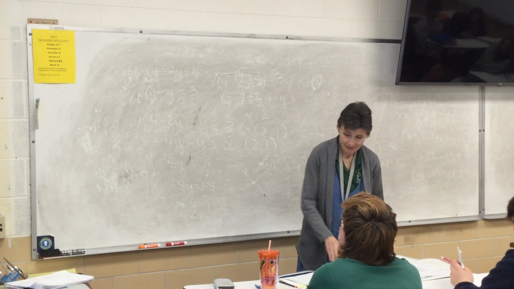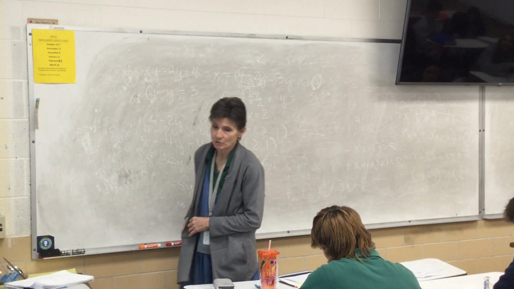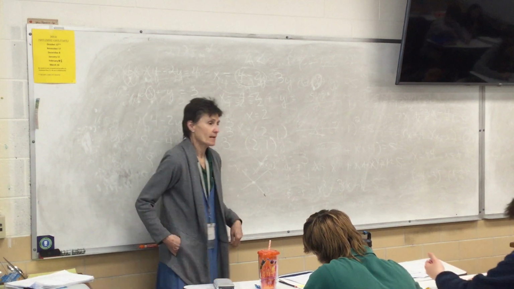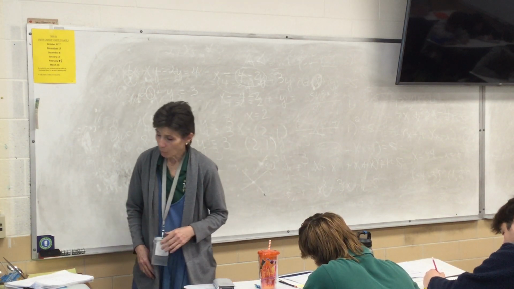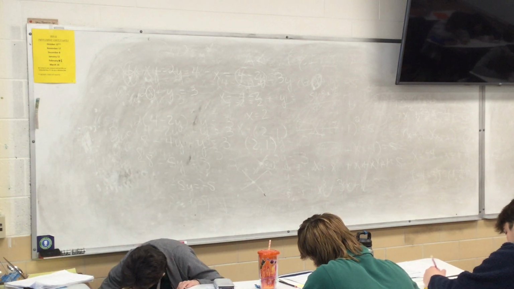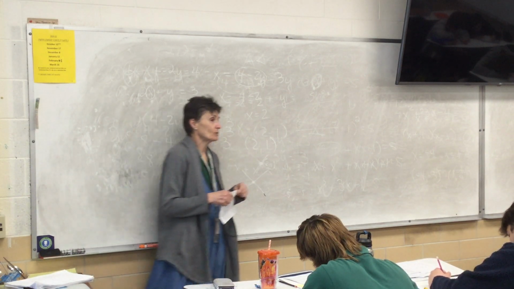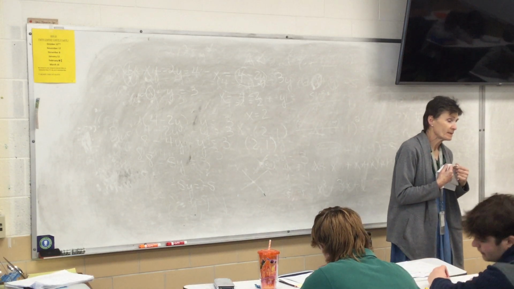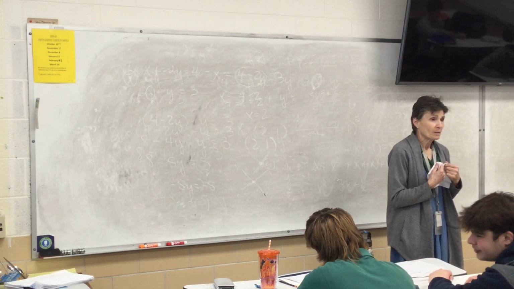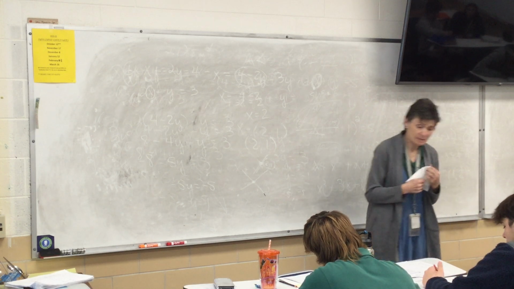So what is a vector? A vector is a directed line segment. What that means is that a vector has direction and length, because it's a segment, but it's a segment pointed in a specific direction.